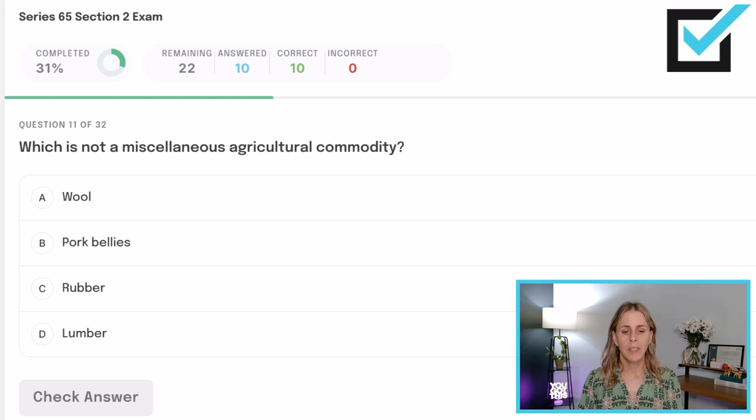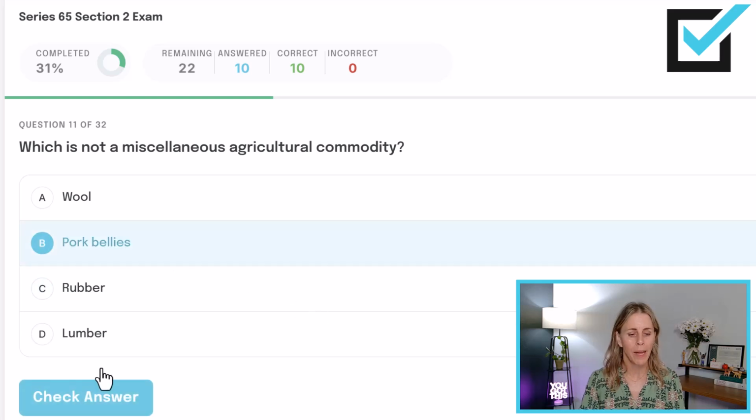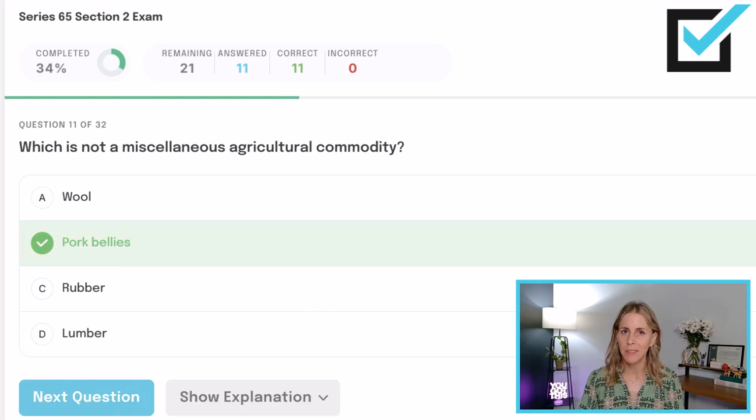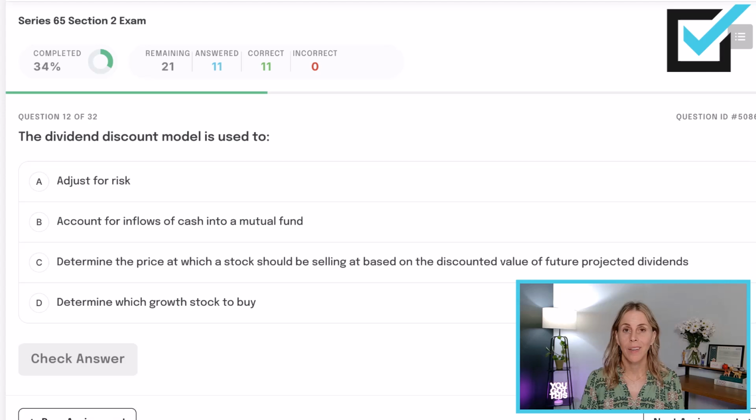Which is not a miscellaneous agricultural commodity? Wool, pork bellies, rubber, lumber. Wool, rubber, and lumber are all miscellaneous agricultural commodities. Pork bellies, they're meat.